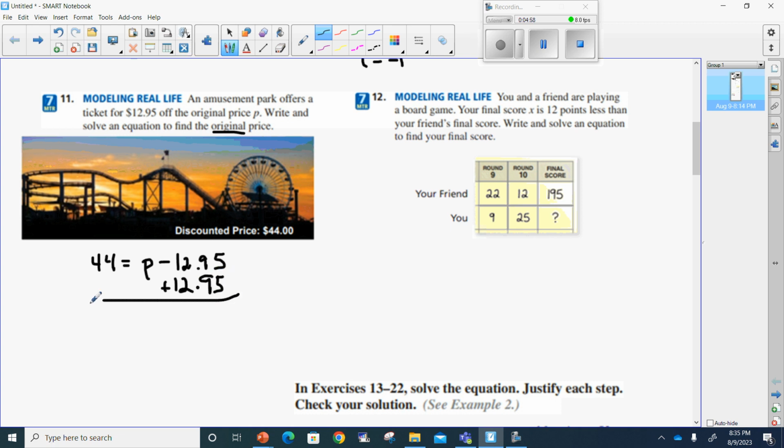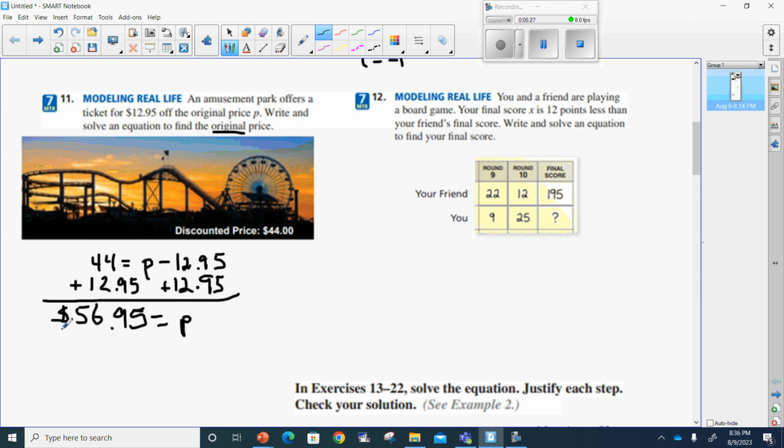Of course, whatever I do to one side of the equal sign, remember the rule is I have to do the same to the other side. So remember, we're adding $12.95 here. So now I have to take $44 and add it to $12.95. Well, that's going to give us a total of $56.95. Okay, so that must be the original price.